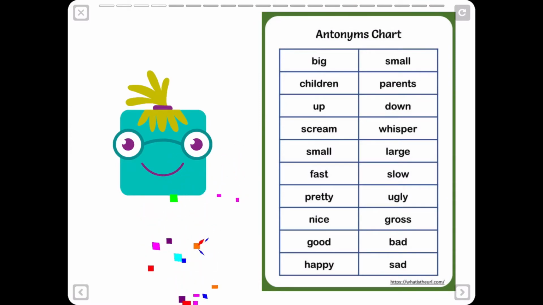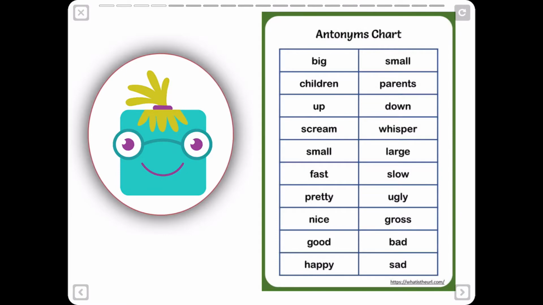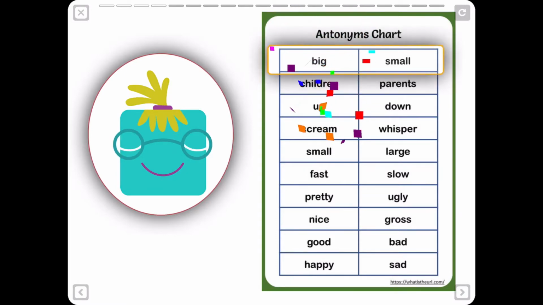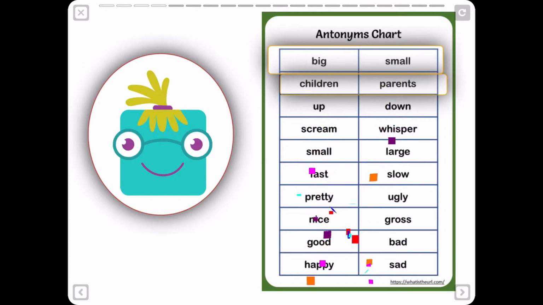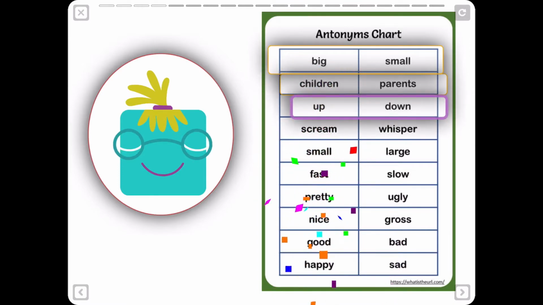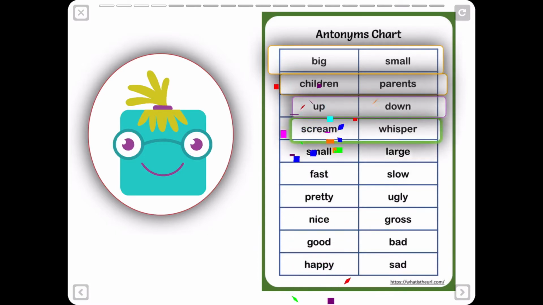Here are some examples for the antonyms. Big, small. The opposite or the antonym of big is small. Children, parents. Up, down. The opposite of up is down. Scream, whisper.